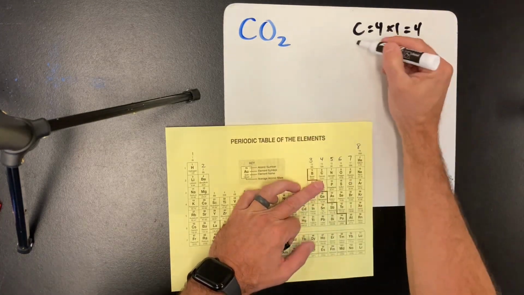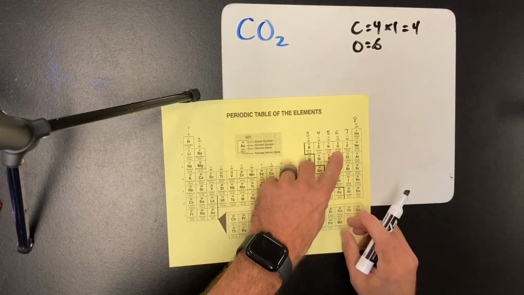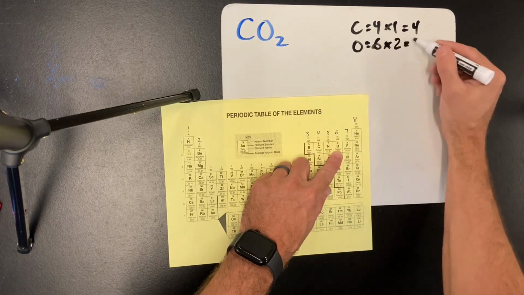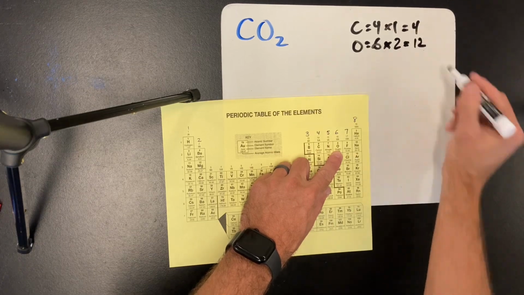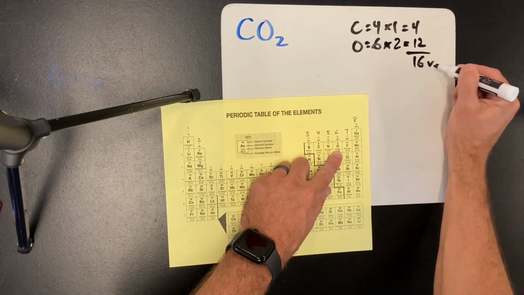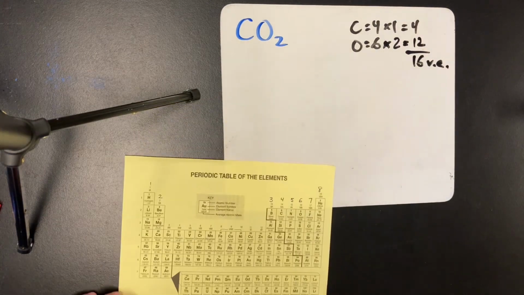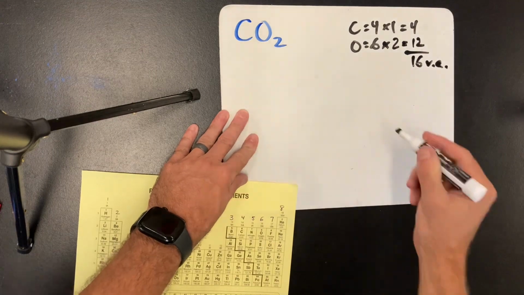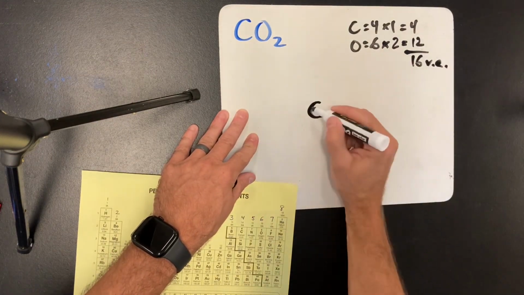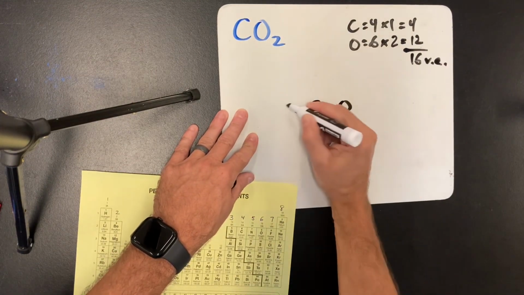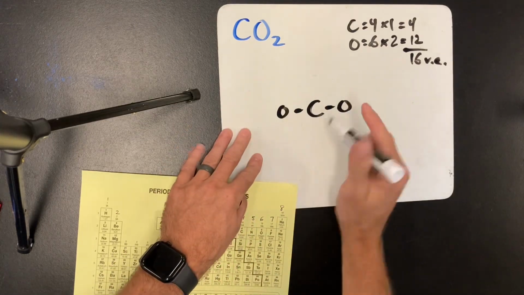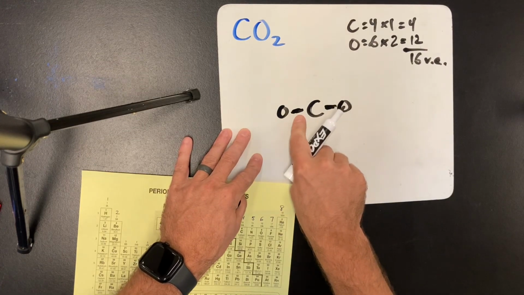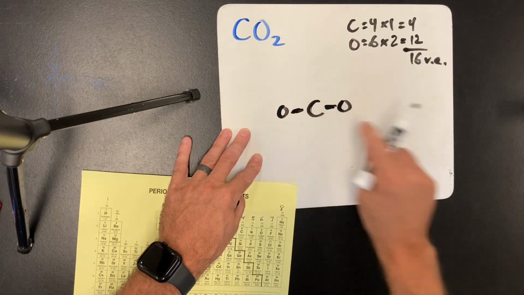And oxygen is in group 6 on the periodic table. And so we multiply that by 2 because there's 2 oxygens in this molecule. And that gives us 12 more valence electrons. So now we've got a total of 16 valence electrons to work with. So our central atom, in the case of this molecule, is going to be carbon because there's only 1 of them. And we can just draw the oxygen on either side and connect that with a single line to show 2 shared electrons here, 2 shared electrons here.